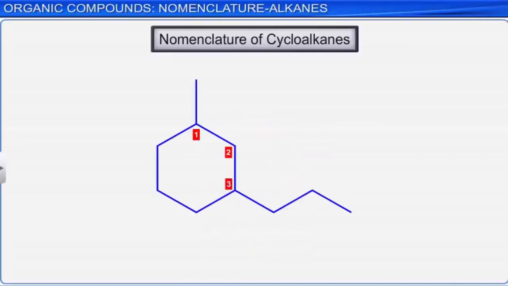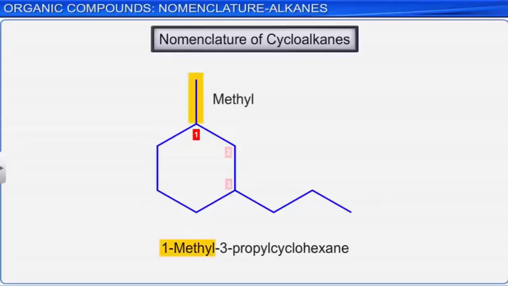If different alkyl groups are present in a cyclic compound, then the names are written in alphabetical order. For example, in the following compound, as per the alphabetical order, the methyl group comes first, followed by propyl. Hence, the name of the compound is 1-methyl-3-propylcyclohexane.